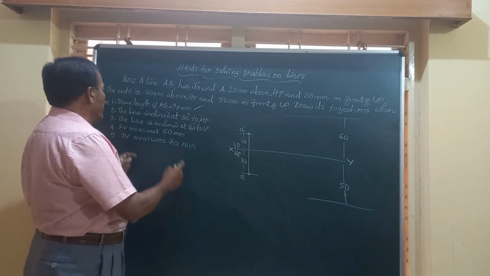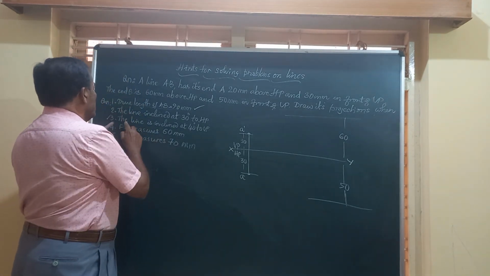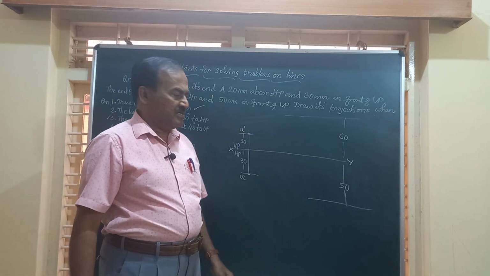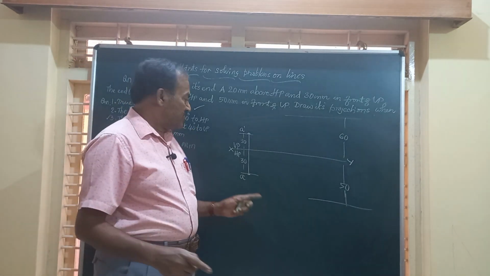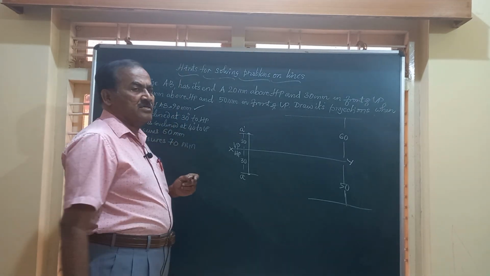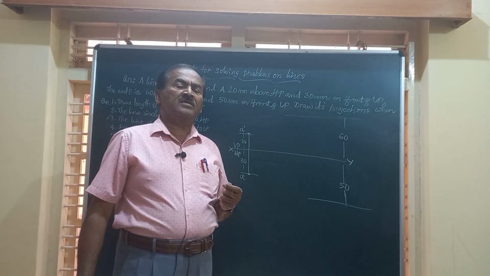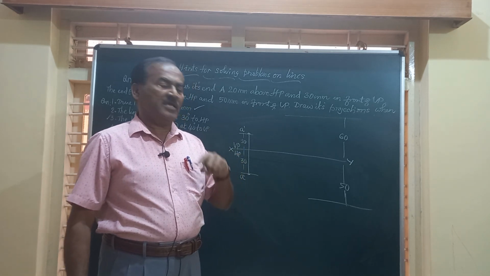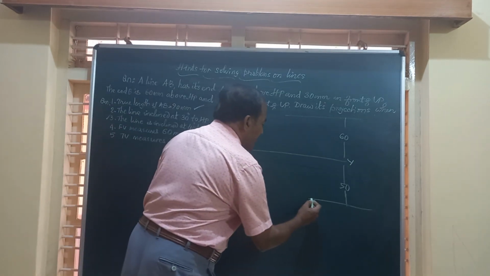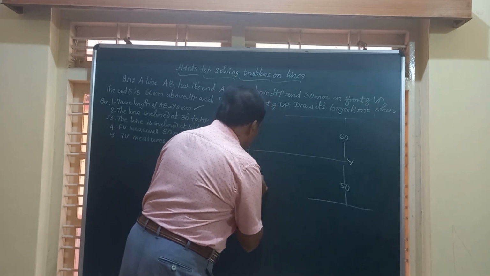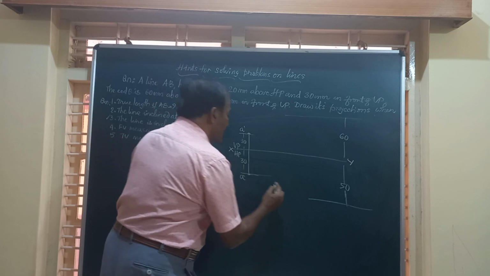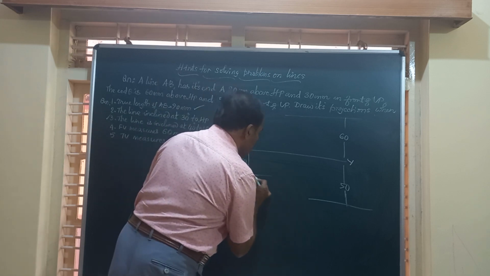Friends, the third part is that the line is inclined at 40 degrees to VP. Not top view, sorry, the true length of the line is inclined at 40 degrees. True length in the top view is AB1. We have A, and through this point A, you draw a line inclined at 40 degrees.